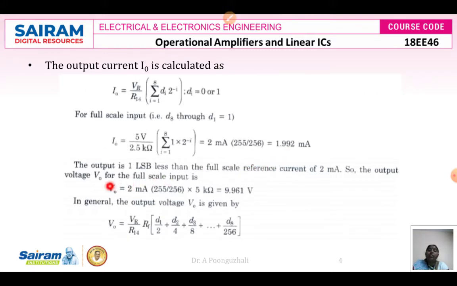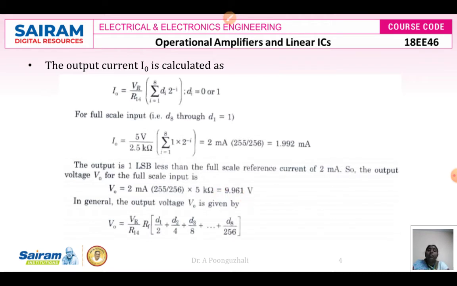So the output voltage for this full scale input is going to be V0 is equivalent to 2 milliamps into 255 divided by 256 into, this is your I0 value, that is 1.992 into R. R is nothing but 5 kilo ohms we have used in the feedback resistance there. So that means that the output voltage is 9.961 volts.